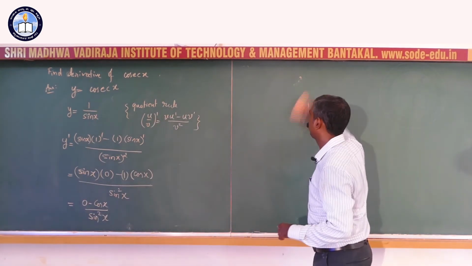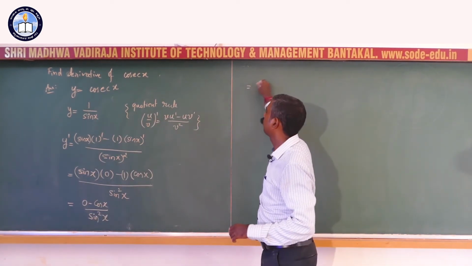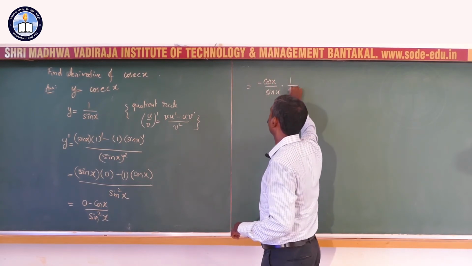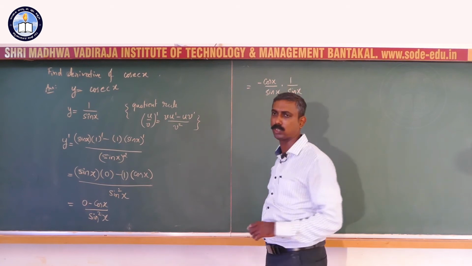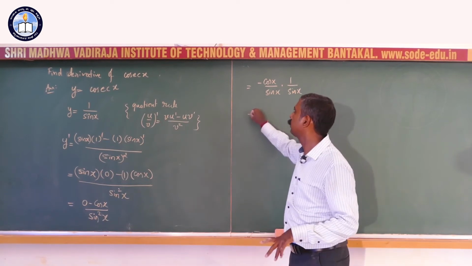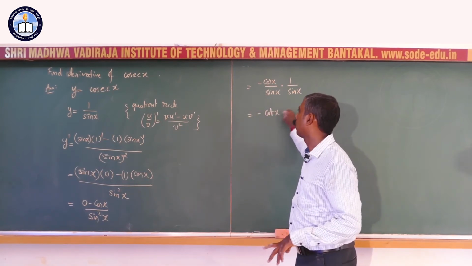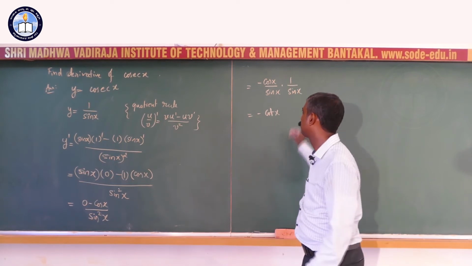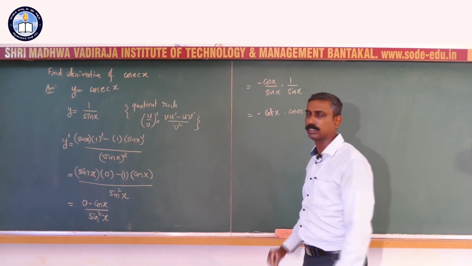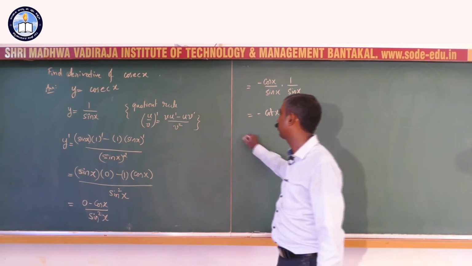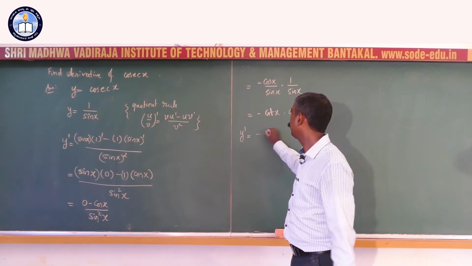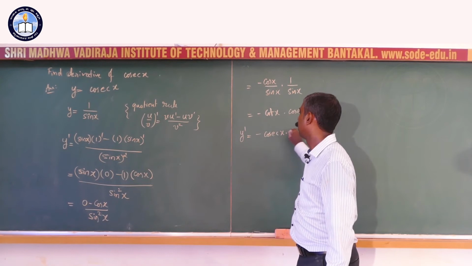So, let us simplify it further. This is equal to minus cos x divided by sin x into 1 by sin x. I have given 1 sin x for this cos. What is the advantage? We know cos by sin very well. Cos by sin is nothing but cot x, cotangent of x, into 1 by sin x, which is cosecant x. So, what is the derivative of cosecant x? This cannot be simplified further. It is minus cosecant x into cot x.